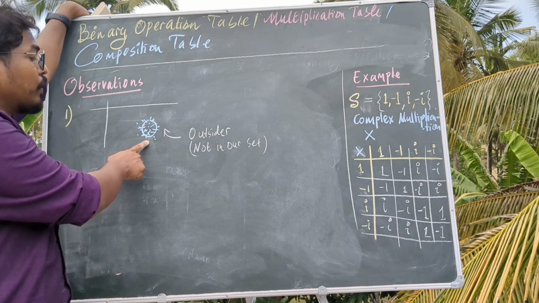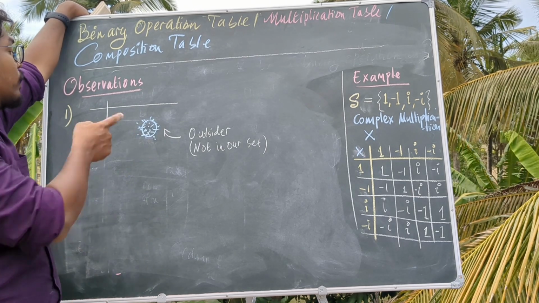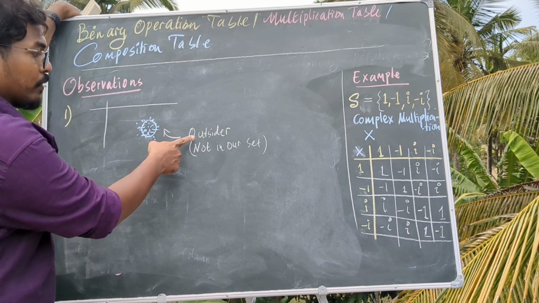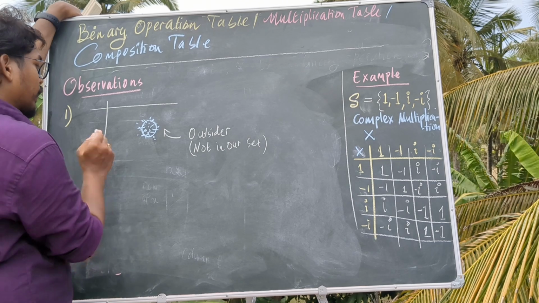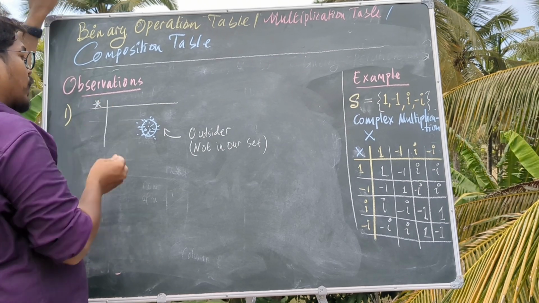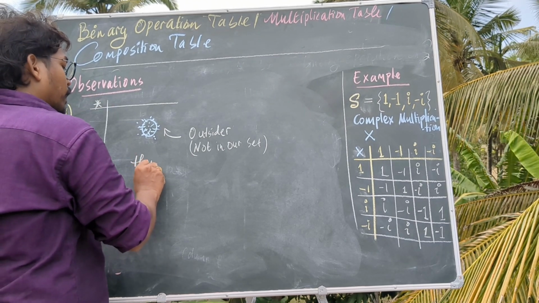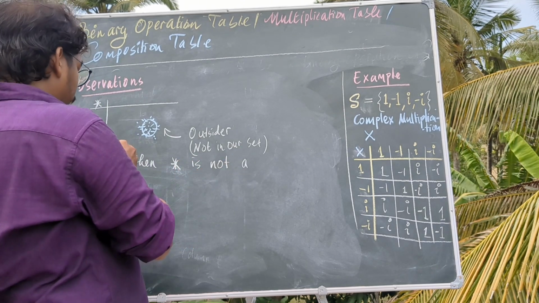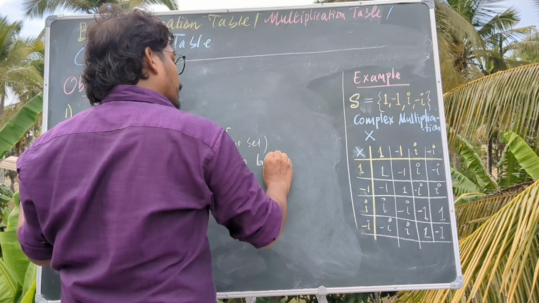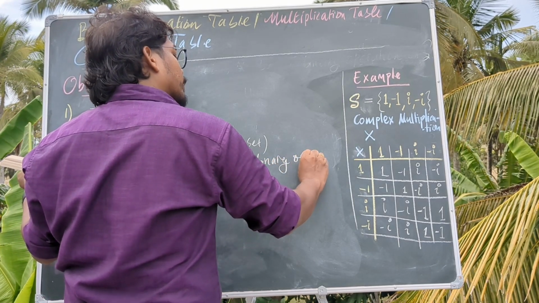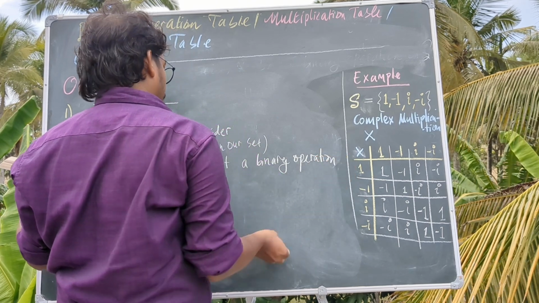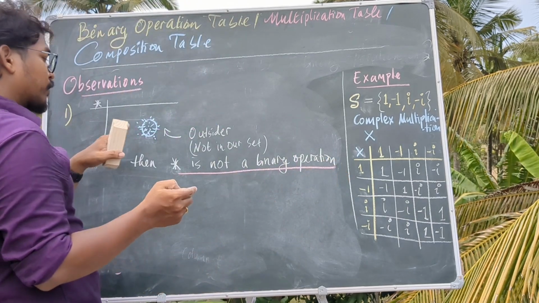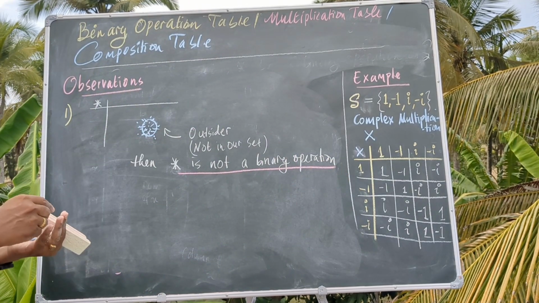So if you are getting something which is not in your set, then the operation you are using is not a binary operation. So if something is outside or not in your set, then the operation, suppose this one is star, then star is not a binary operation. Note it down. Star is not a binary operation if you have some outsider.